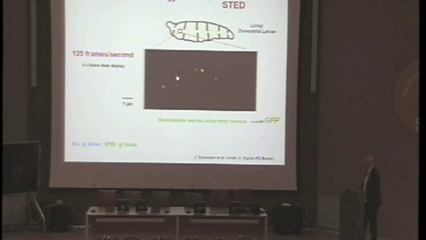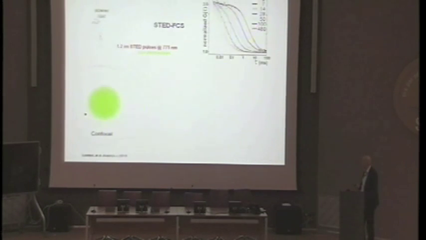This is another example. This is even faster. This is now 125 frames per second. So here the recording is actually 4 times faster than the display. And this is neuropeptide vesicles moving along motor neurons, done in a living Drosophila larva. Actually quite nice. So this is with the green fluorescent protein.